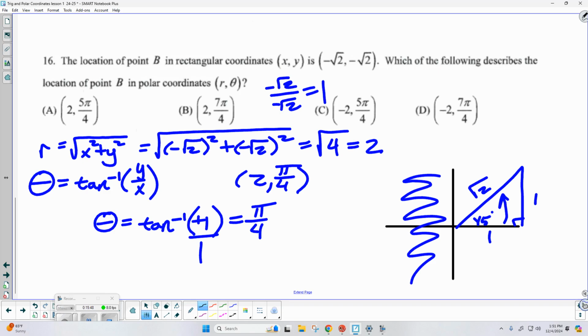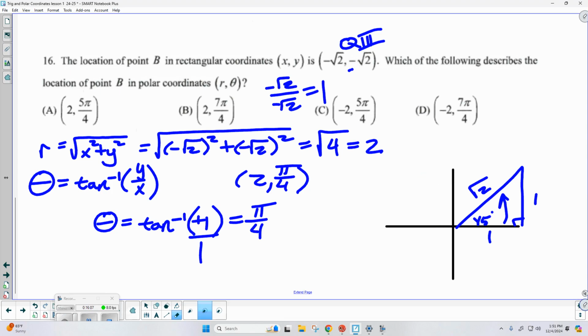That is not any of my answers. Did we make a mistake? Now, if we didn't make a mistake, let's go back to the original. Where is this point? What quadrant? It's in quadrant 3. They're both negative, so this is in quadrant 3, so I've got my point. Let me get this out of here. So my point is going to be somewhere here in quadrant 3, but we're over here working in quadrant 1.